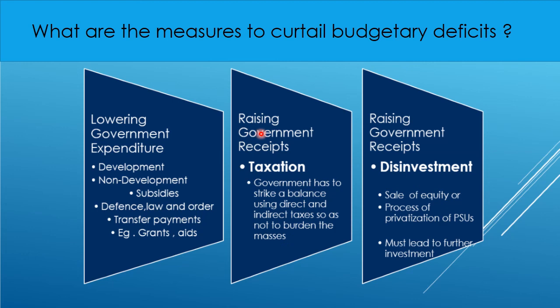The second measure, raising government receipts, is divided into two. They try to raise receipts through taxation or disinvestment. Here the government has to strike a balance using direct and indirect taxes so as not to burden the masses. Disinvestment means the sale of equity or process of privatization of public sector undertakings. Disinvestment must lead to further investment.